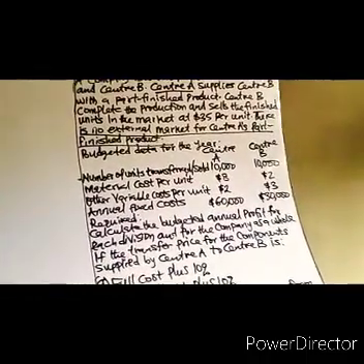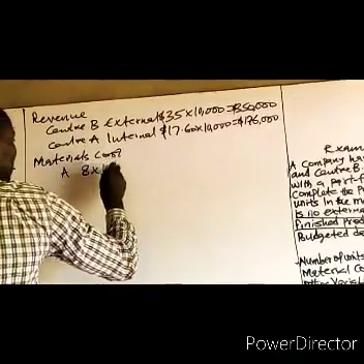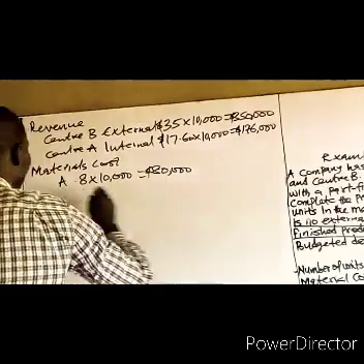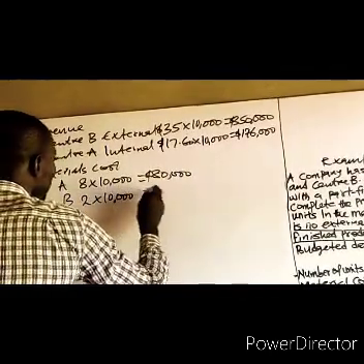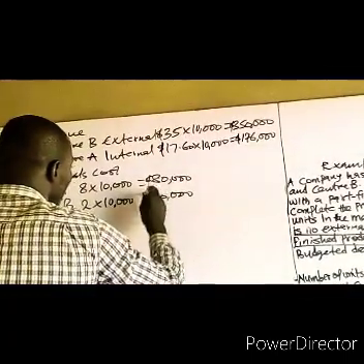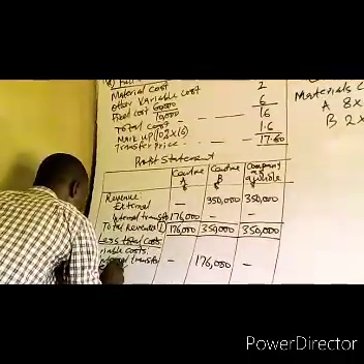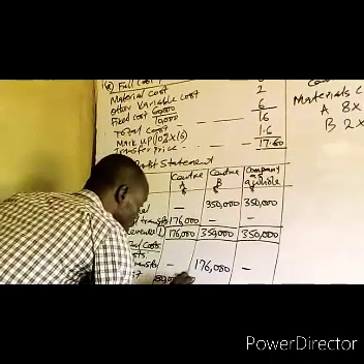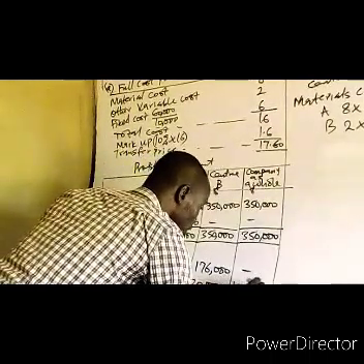Materials cost. For center A, $8 times 10,000, and that will be $80,000. That of center B will be $2 times 10,000, and that will be $20,000. So we have materials cost of $80,000 and $20,000, total $100,000.